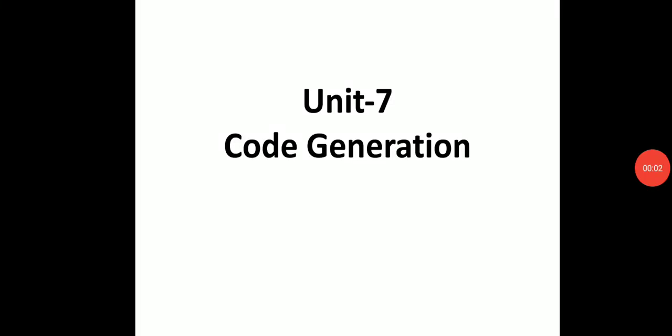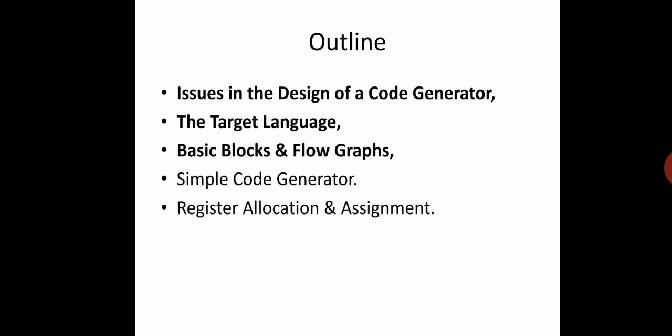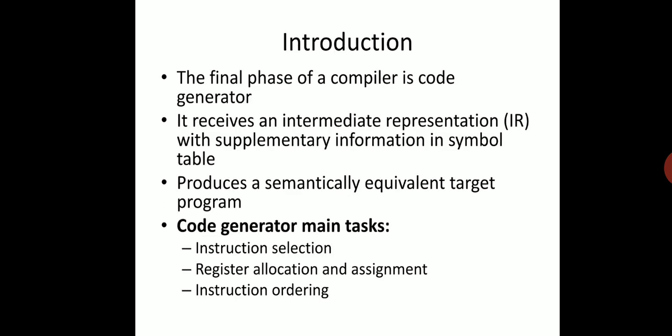Hello friends, today we will start unit number 7, that is code generation. These are the contents which we are going to see during this session: issues in the design of code generator, target language, basic blocks and flow graphs, simple code generator, register allocation and assignment. So let us start with the first point, introduction.